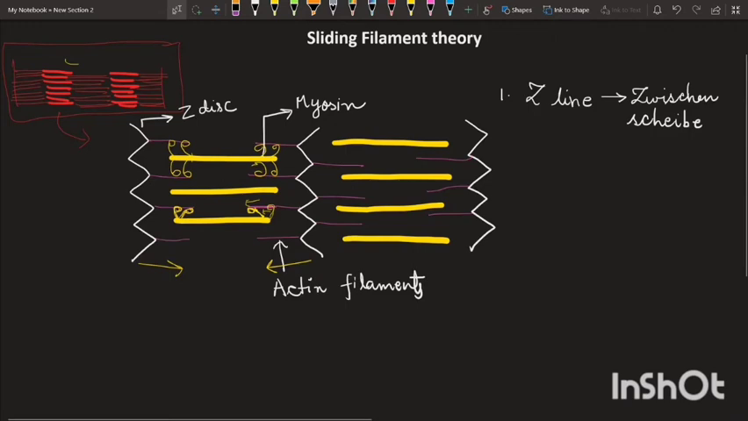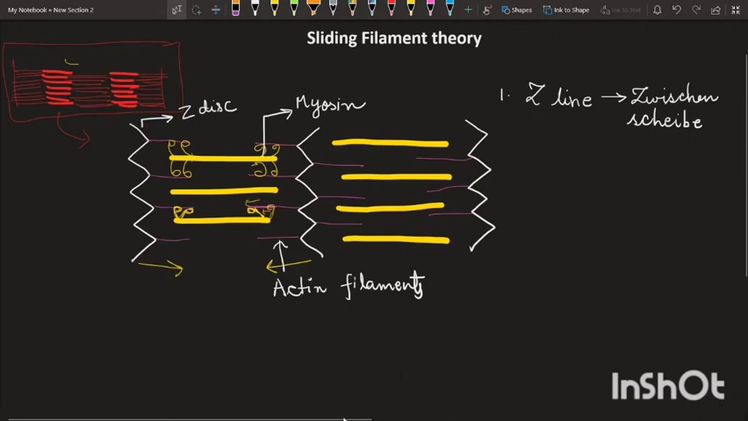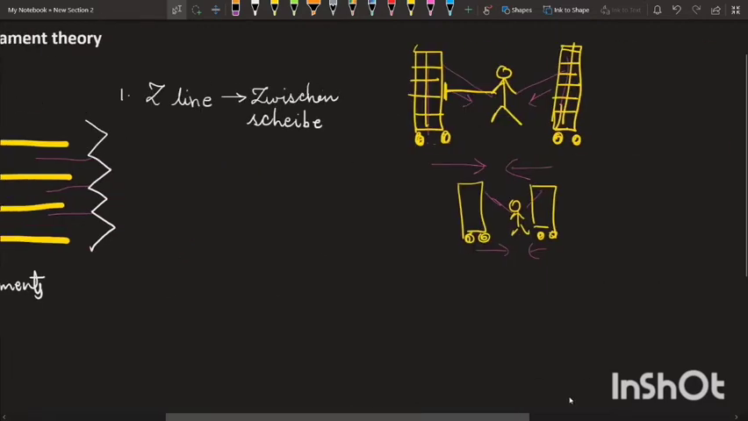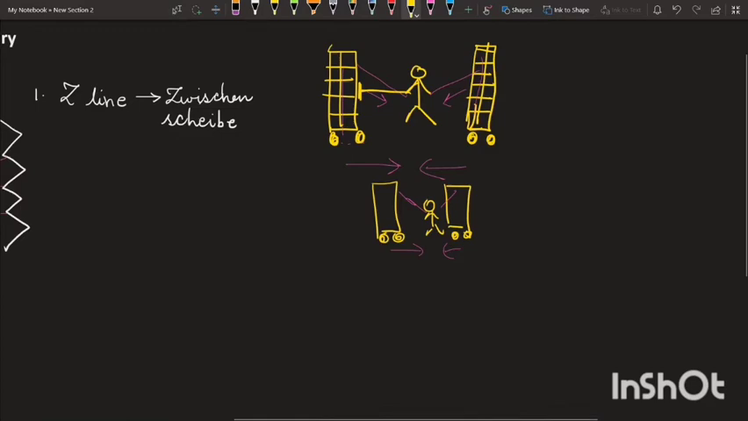Okay, did you understand with the help of this analogy? Here we have seen that this person is trying to pull the bookshelves towards himself. Same way, if we think this person is nothing but myosin, these tiny threads are actin. That means the myosin heads attach to the actin and then pull it towards itself.